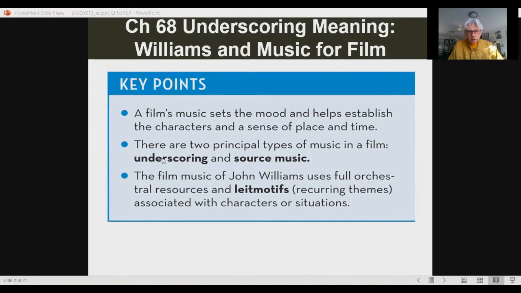Regarding music for movies, right? There are two principal types of music in a film: underscoring and source music. And we're going to discuss the differences between those. And of course, John Williams uses full orchestra generally when he writes music for films.